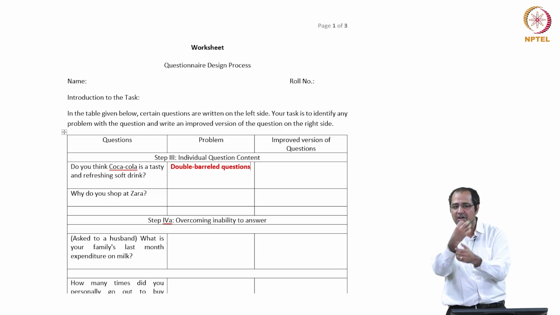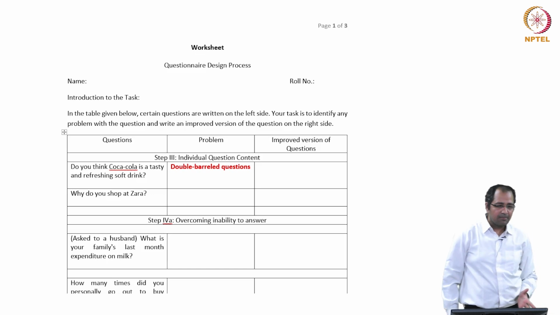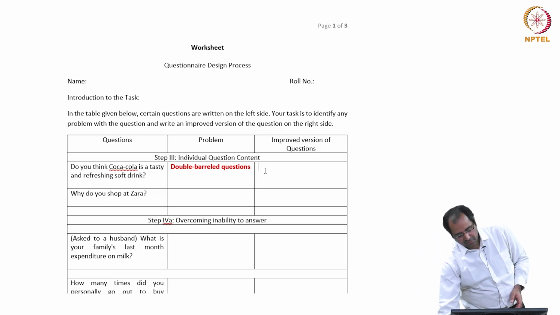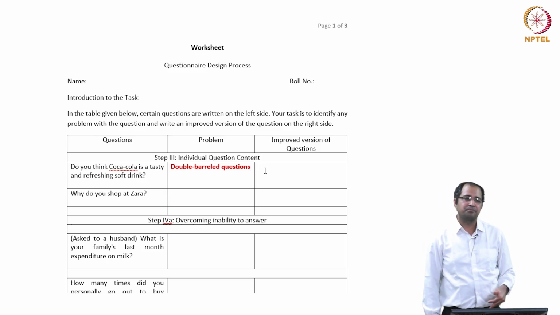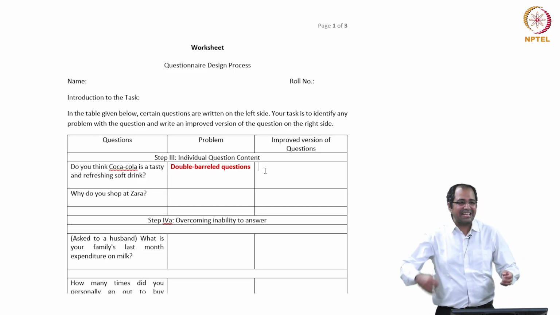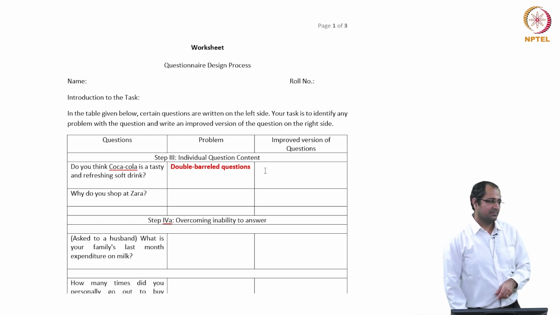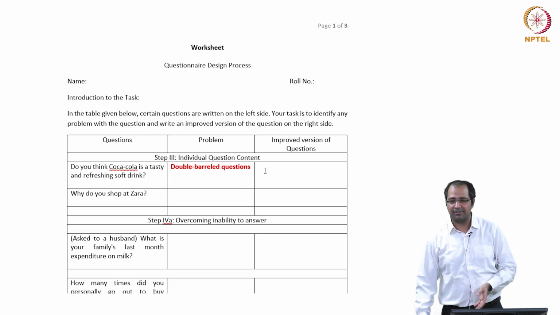You should avoid combining two things together, two characteristics of an object, in a single statement and asking for strongly agree or disagree. You should not do that. How would you write it correctly? You can write both statements separately. Is it tasty? Is it refreshing? So this problem will be taken care of. The leading question might not be taken care of. That we will see later on.